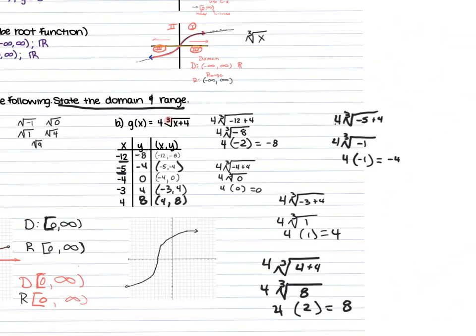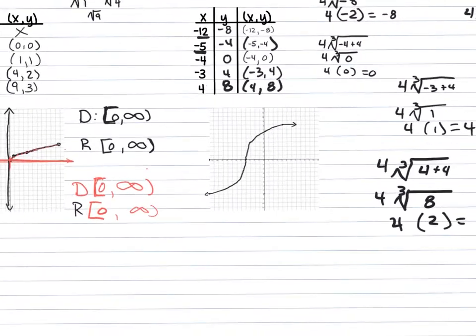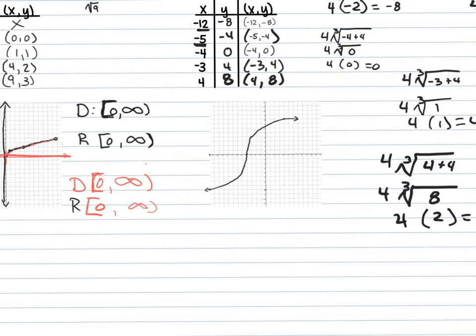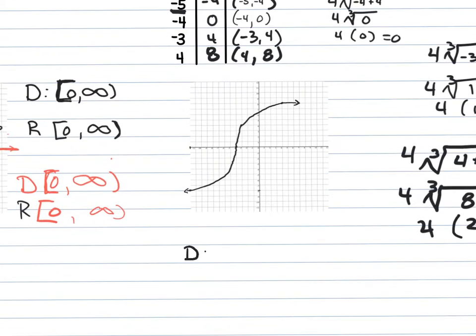So notice the original up there. The original cube root looks like this. But if you were to take that and put a 4 underneath the radical and a 4 outside, your graph would look like this. Now, let's talk about the domain and range of this, again, just by looking at the picture. Let's talk about the domain of the graph that we just did.